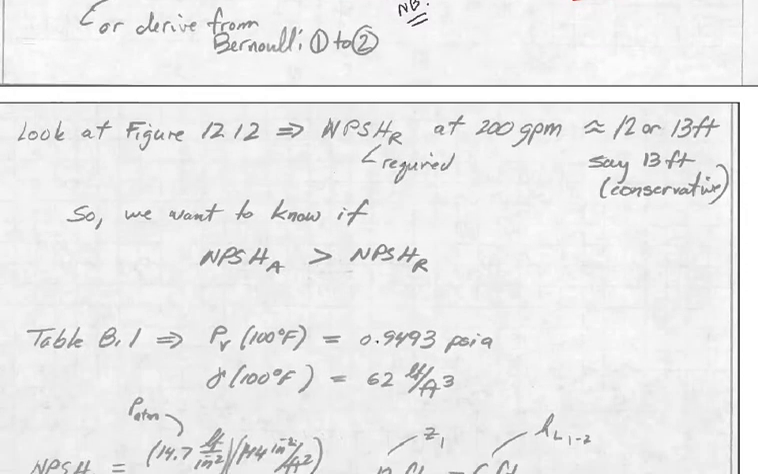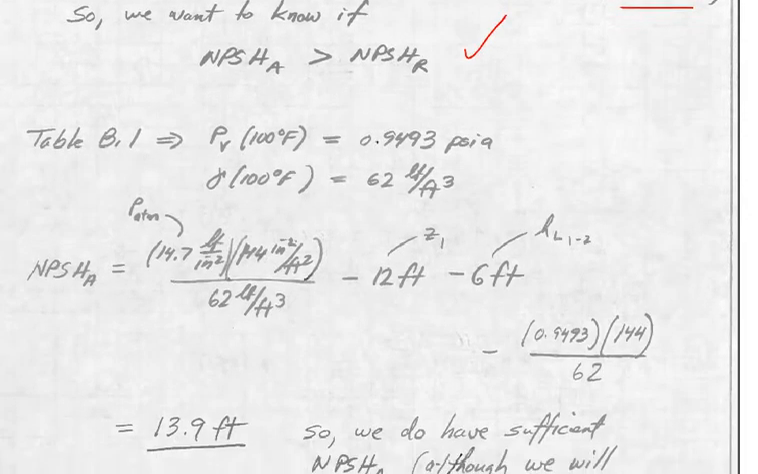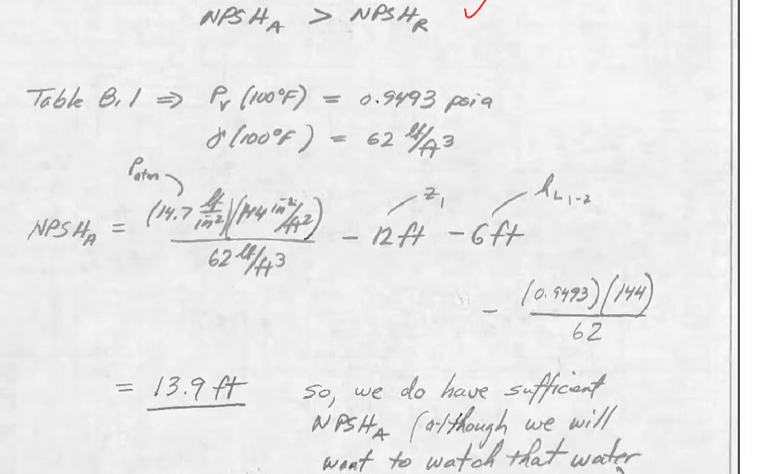So after that, this is what we're asking, as I just said. We're going to say we need 13 feet. When in doubt, pick the bigger number, so you'll be conservative on this one. Don't want to cavitate that pump. We go to table B1, and we look up the vapor pressure at 100 degrees Fahrenheit. It's 0.95 psi absolute. And our gamma at 100 degrees is about 62 pounds per cubic foot. So we can put those in.